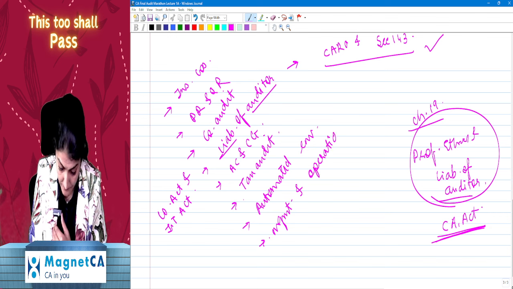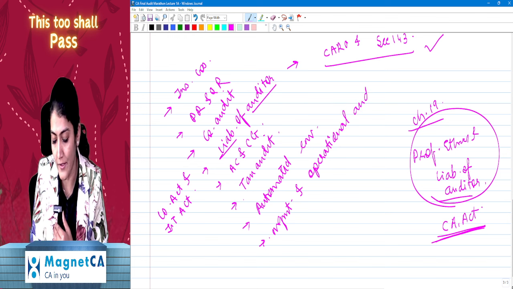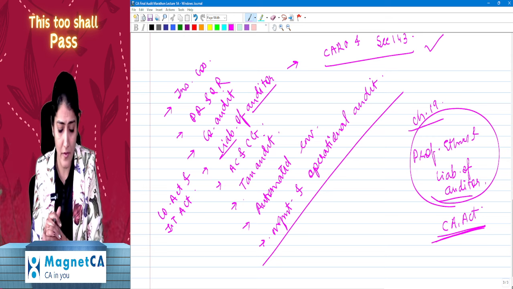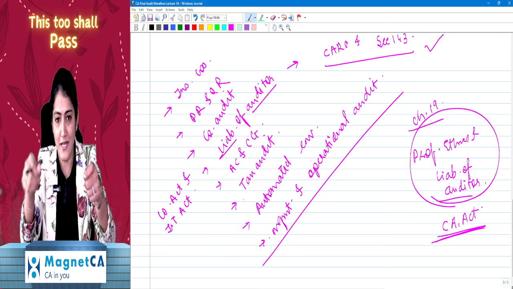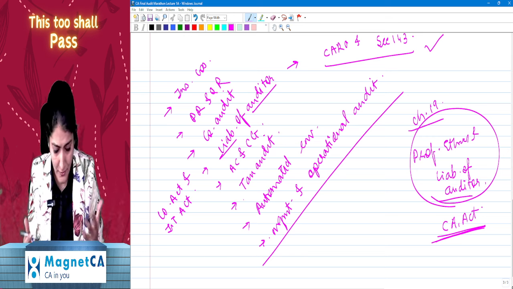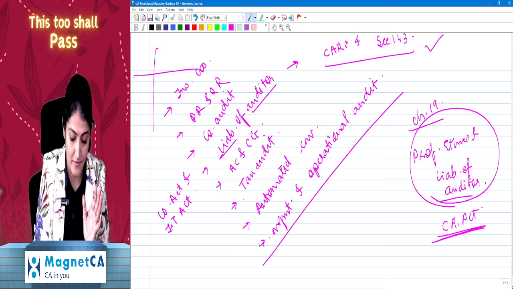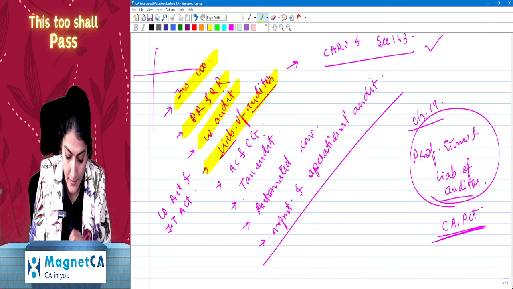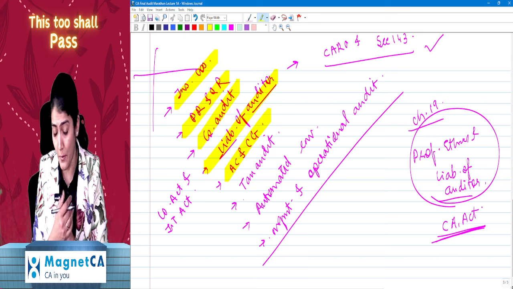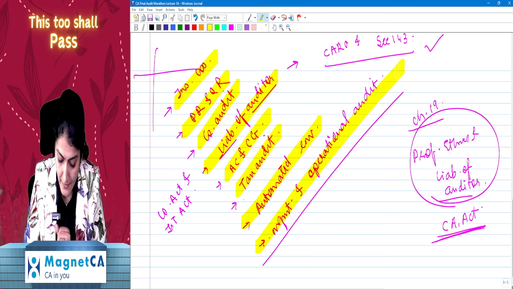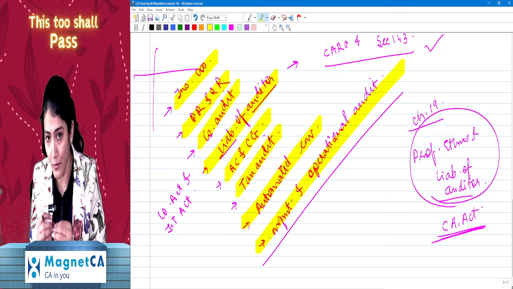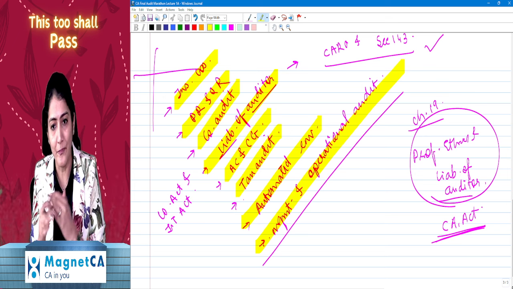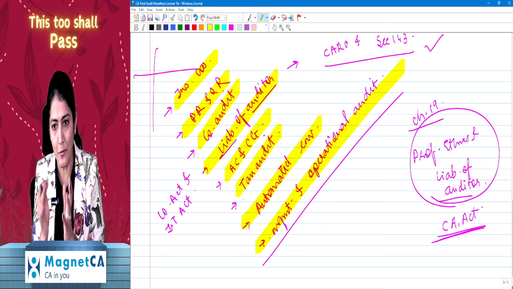longer applicable. So those of you who have notes of the older syllabus can just delete or staple these pages in the book, because you don't need to study these chapters like insurance company, peer review, quality review, company audit, liabilities of auditor, SEBI LODR, tax audit, automated environment, and the management and operational audit. So I hope I'm clear. You're all able to understand what I am discussing.